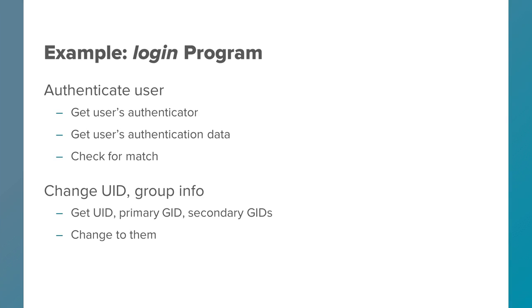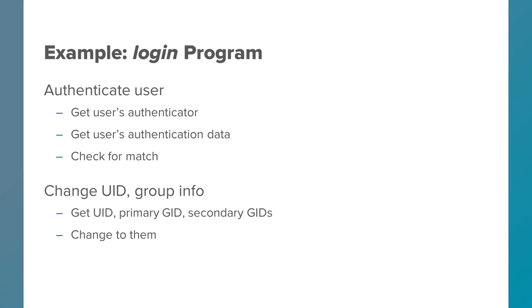To authenticate the user, we need to get the user's authenticator, the information that the user will supply to authenticate themselves, and then get the corresponding authentication data. We then transform these into whatever form is appropriate for comparison to validate that the user's authenticator matches the user's authentication data and it is the correct user. So that's 3 steps. Get the authenticator from the user, get the authentication data that the system has associated with the user, and compare, check for a match.